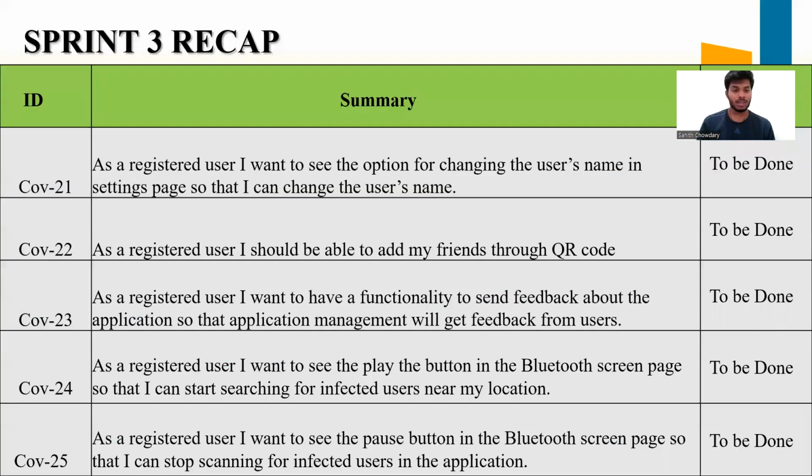And these are the functionalities which are yet to be done. And in COV21, users should be able to change their username. And in COV22, users should be able to add their friends to the friends list using a QR code. And in COV23, you should be able to give feedback about the application, so that the application management will get the feedback.